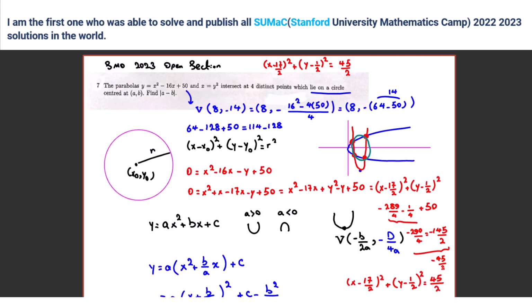Okay, so the center is what? Exactly, because they want us to. The center is 17 over 2 and 1 over 2, and the radius is what? The radius is 45 over 2. No, oh sorry, square root of 45 over 2. Yes. Okay.